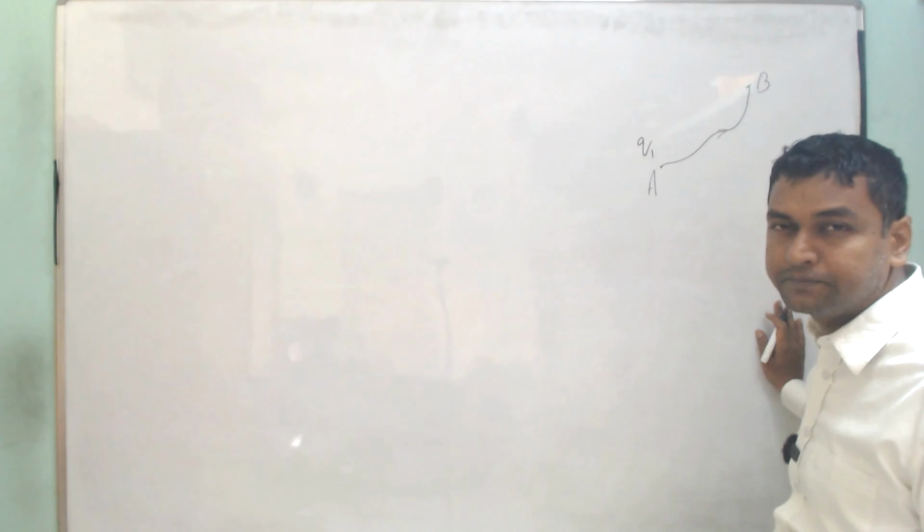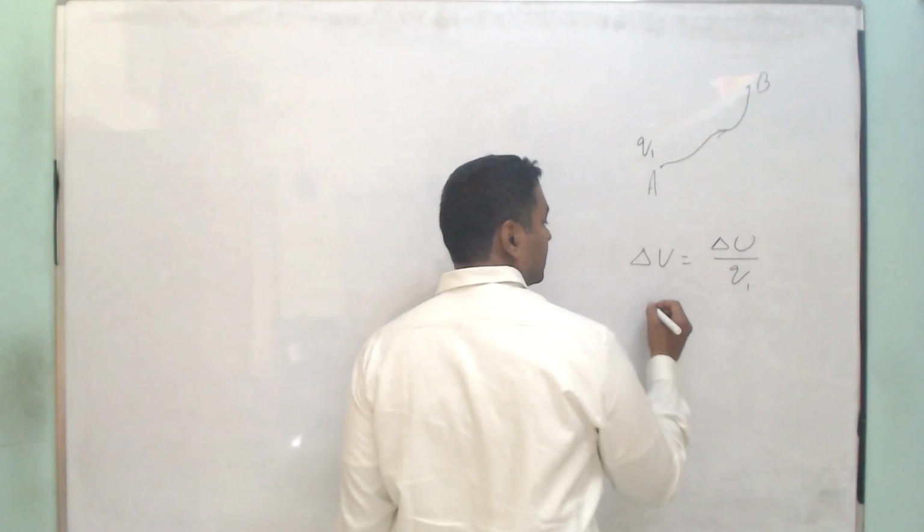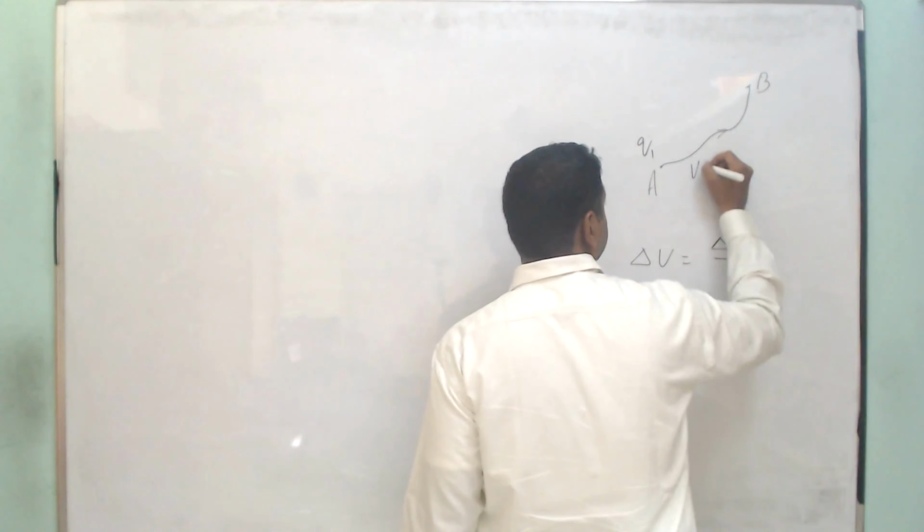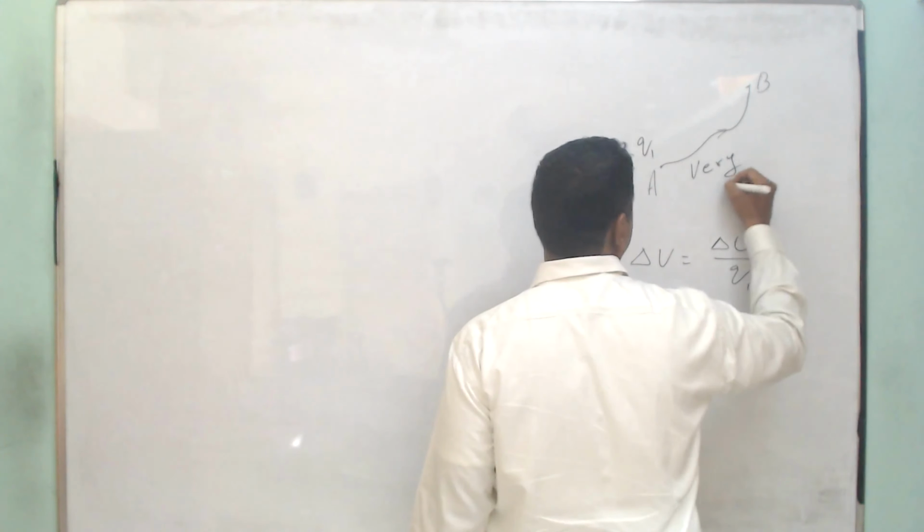Yesterday we said that the change in potential, by definition, is the change in potential energy per charge, which is the test charge. In this case it is Q1. And we are taking this charge very slowly. So by taking it very slowly, we are making the change in kinetic energy zero.